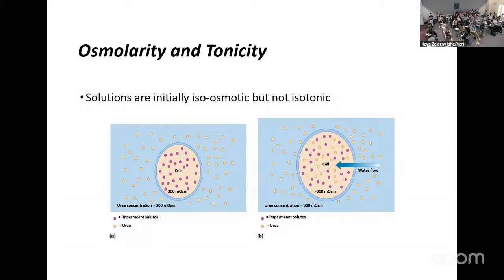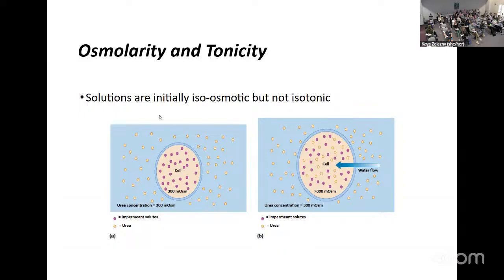Okay, so we had left off here looking at the difference between osmolarity and tonicity. So osmolarity being for measuring those concentrations that affect water, but tonicity focusing on the fact that some things can move across cell membranes, but other things can't. So focusing on the impermeant solute.